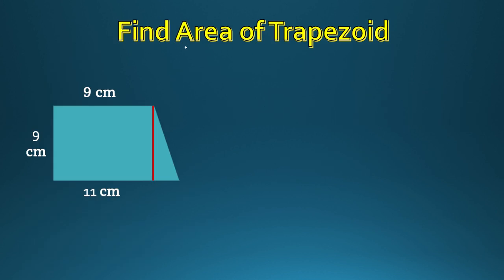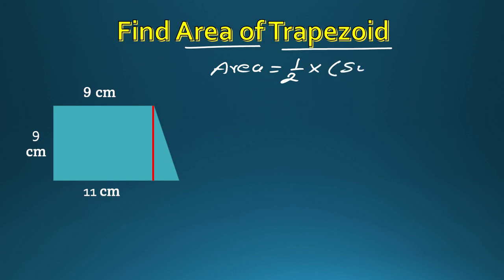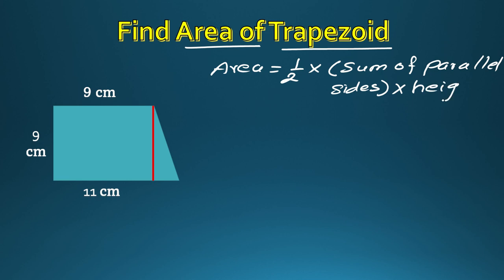They say find the area of trapezoid. So what you have to do here, first you write the formula. This is very convenient for you, I am telling you. 1 by 2 times sum of parallel sides times height. Now you see what all values are given to us. Parallel sides are 9 and 11. Make sure that you are not making a mistake in the parallel sides.